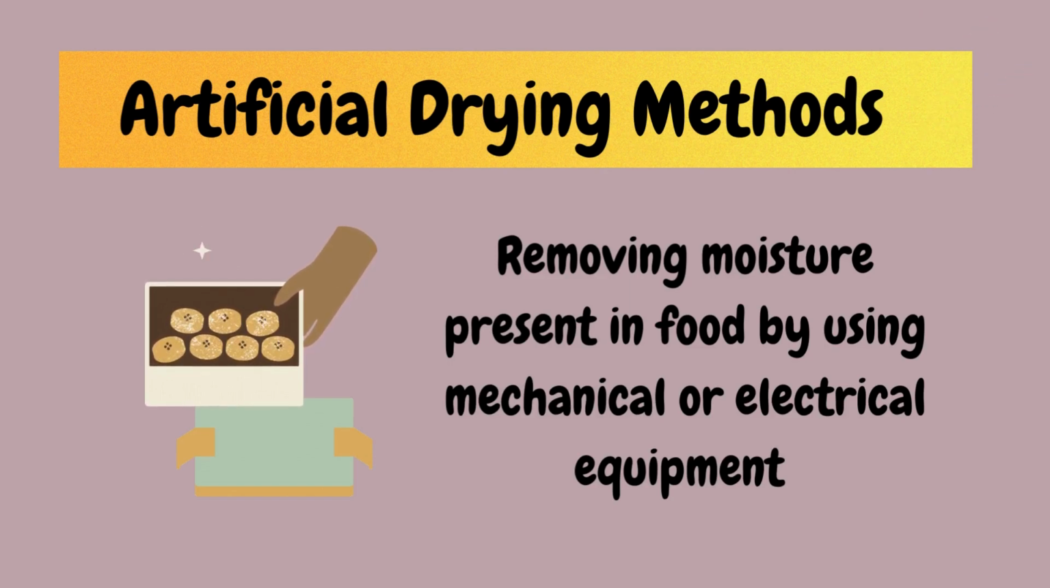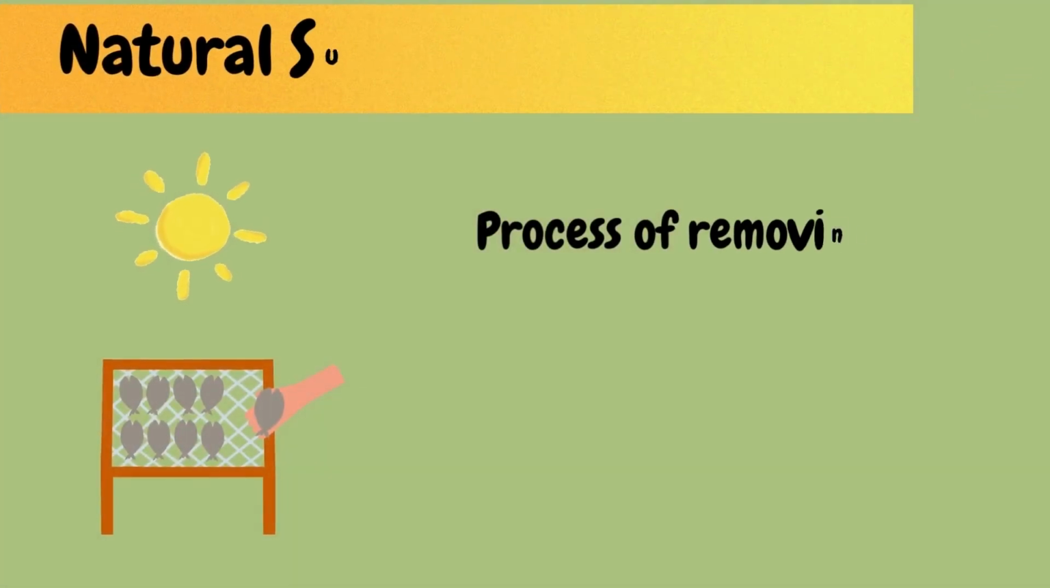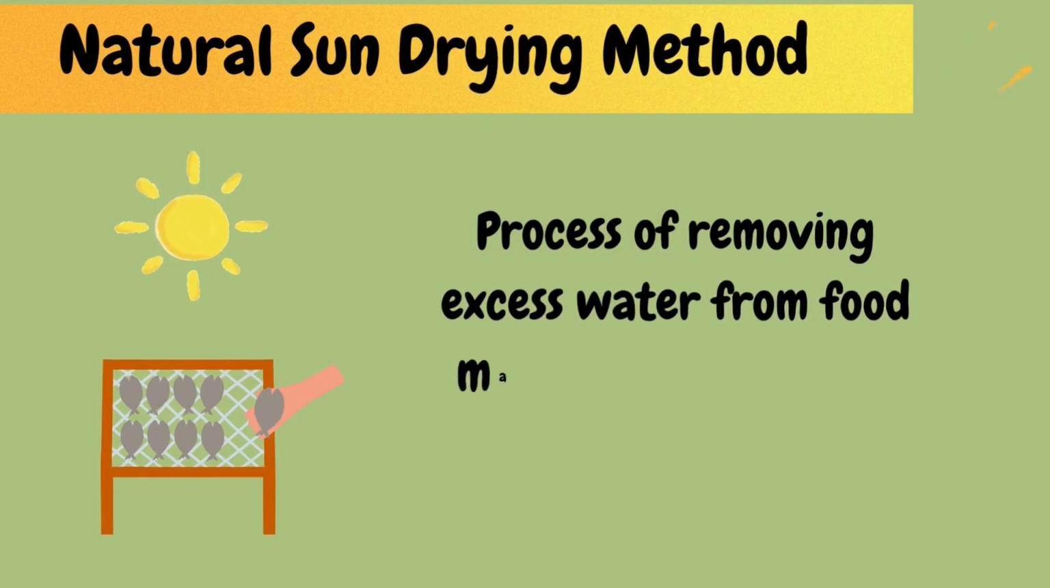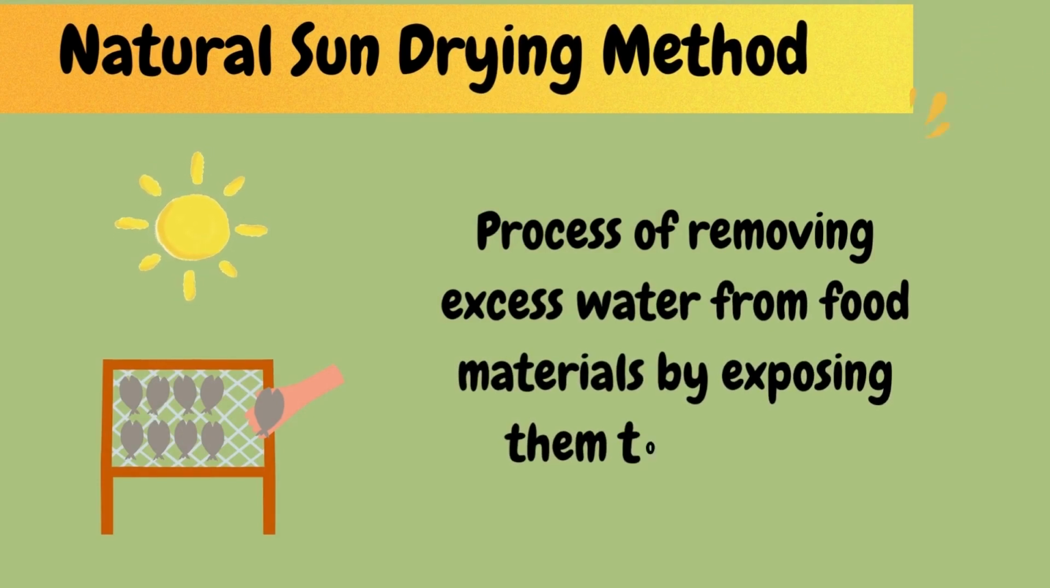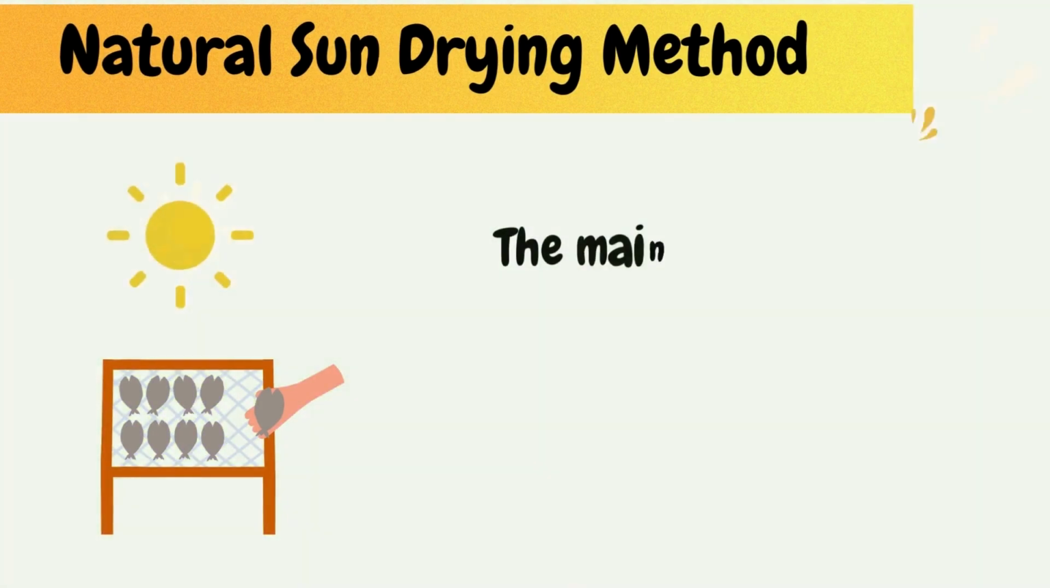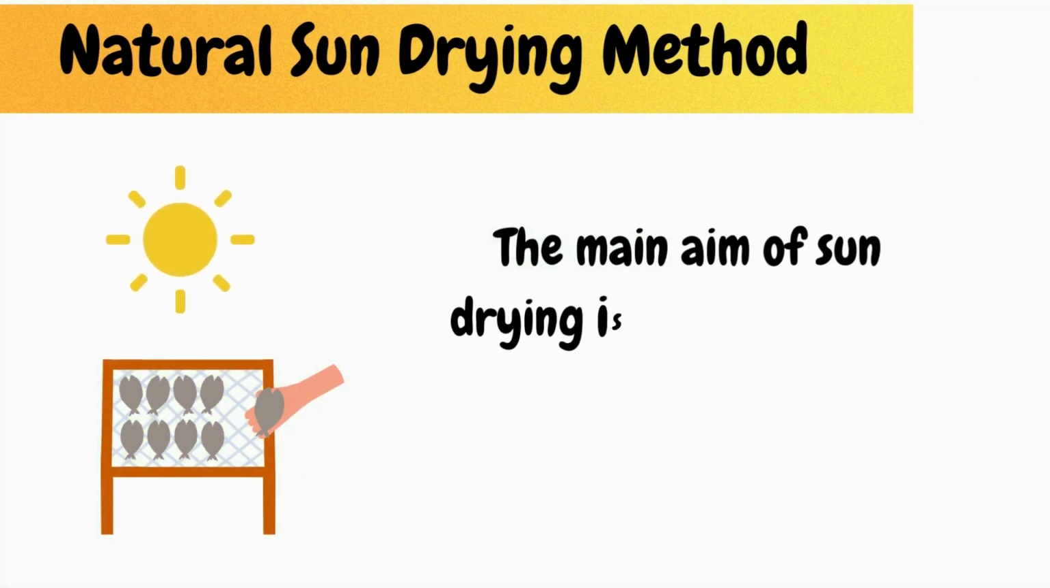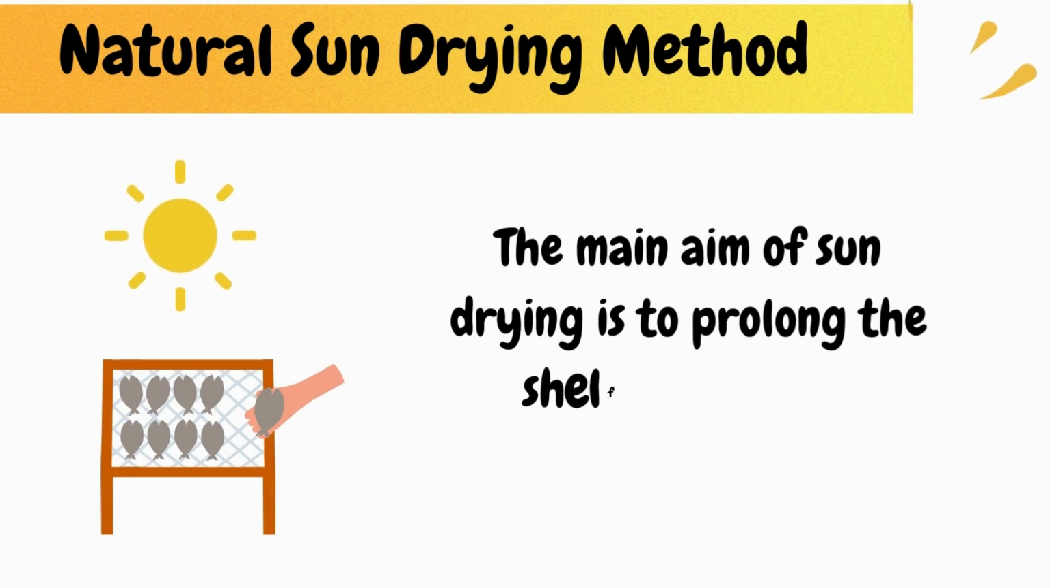Let's see how we can preserve our food by natural sun drying method. Sun drying refers to the process of removing excess water from food by exposing them to sunlight. The main aim of sun drying is to prolong the shelf life of food. Since ancient times, people have used sun-drying methods to preserve their foods.